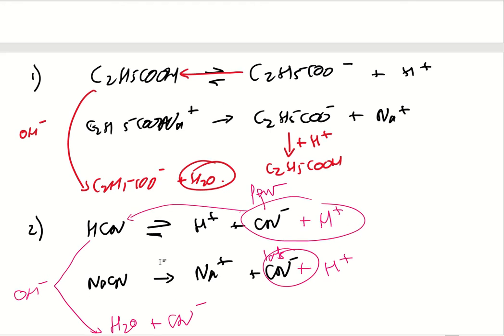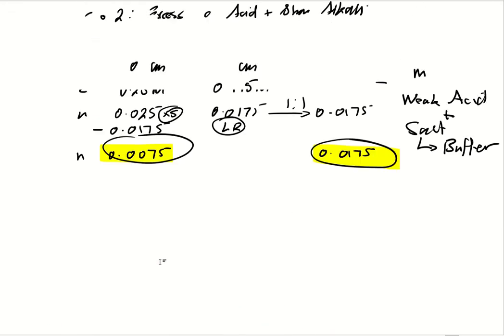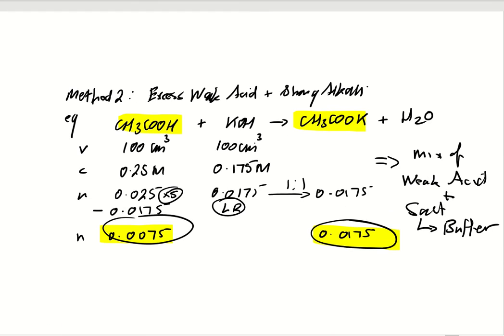Right, so let's move on. Let's look at method 2. Method 2, I said earlier, was an excess of weak acid with a strong alkali. So again, I would urge you, please make sure you read the question carefully. Do not get confused with this being a strong acid, weak alkali calculation, or a strong acid, strong alkali calculation, which some people do. So let's have a look at this and see how this actually sets up and makes a buffer solution.